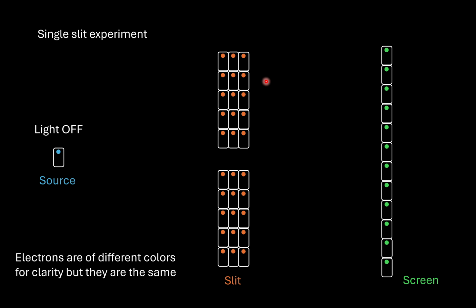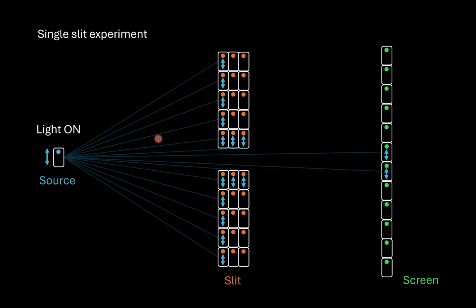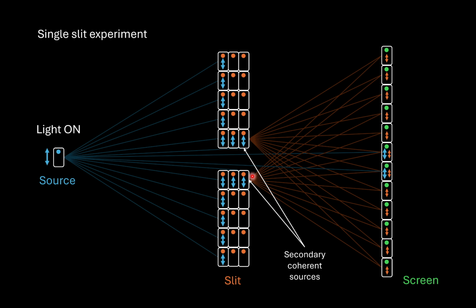Each point is an electron. If we put the light source on, it shines on the whole slit, and a little bit goes through the slit onto the screen. But the moving electrons of the slit become secondary coherent sources, and they affect the electrons of the screen. Those two secondary sources are the sources that create the interference pattern on the screen.